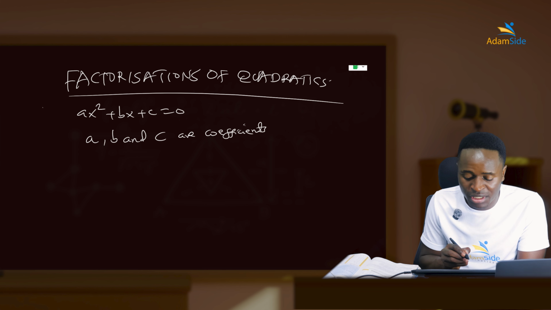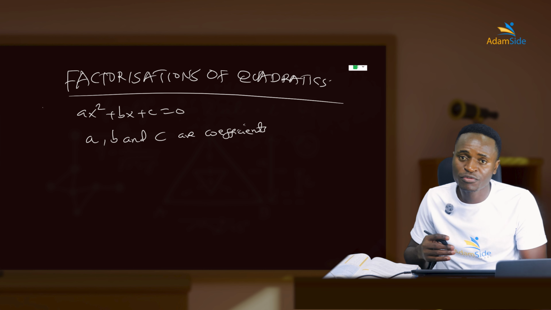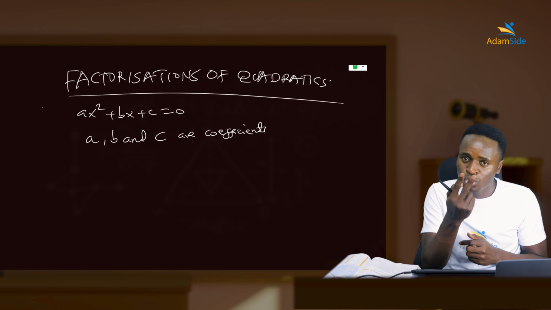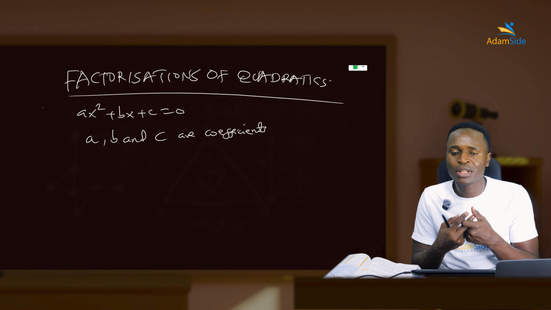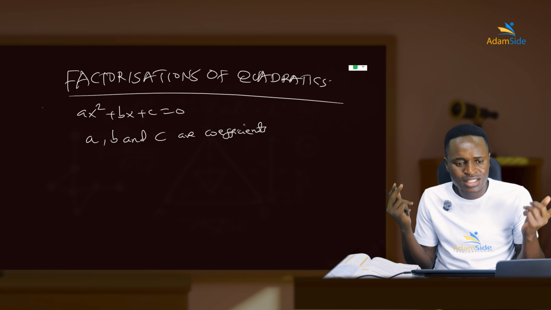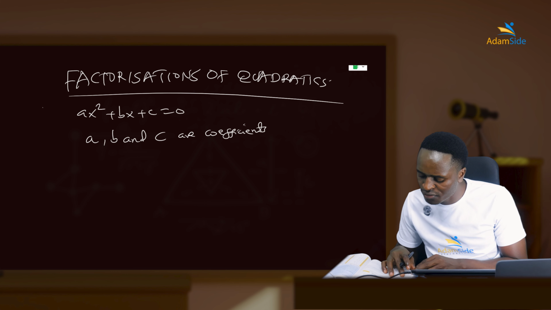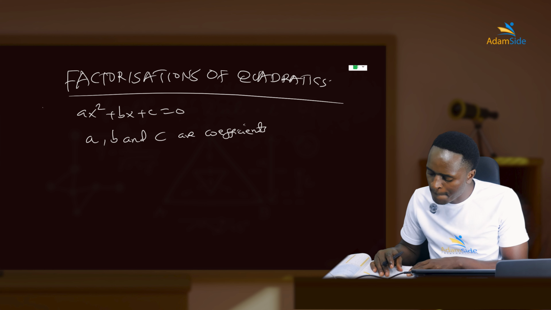To factorize means to introduce brackets. It means you're coming from a bigger quadratic expression to bracket form, where you get two algebraic expressions that you multiply to get this. That's the idea. So what do you need to do? We say factorization involves putting a quadratic expression back into its bracket if possible.